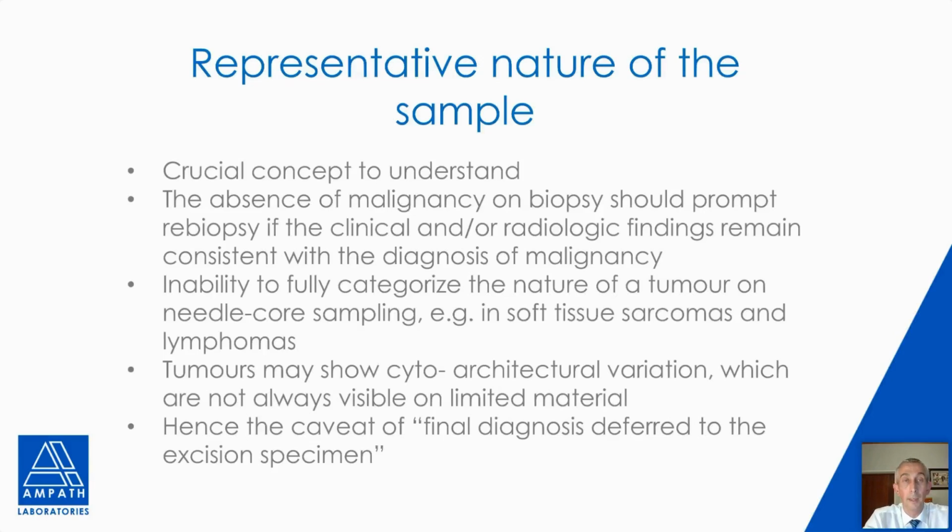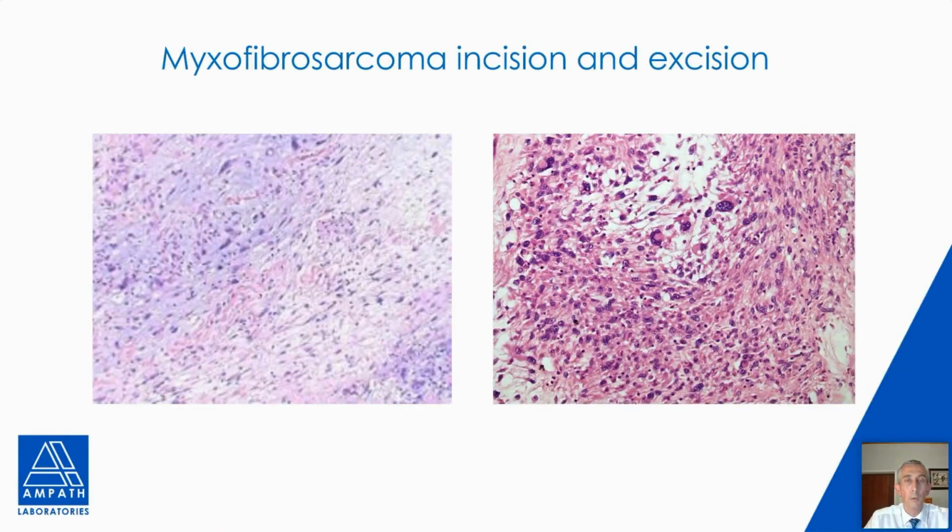At times, we are unable to fully categorize the nature of a tumor on limited needle core sampling. And by this, I refer to soft tissue sarcomas and lymphomas. Tumors inherently may show cytoarchitectural variation, which is not always available on limited material, and which may clinch the diagnosis for us. And that is why we often put in a comment that a final diagnosis is deferred to the excision specimen. And I would like to illustrate this by way of a few examples.